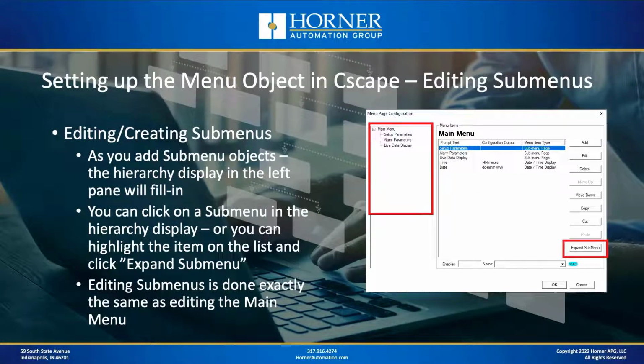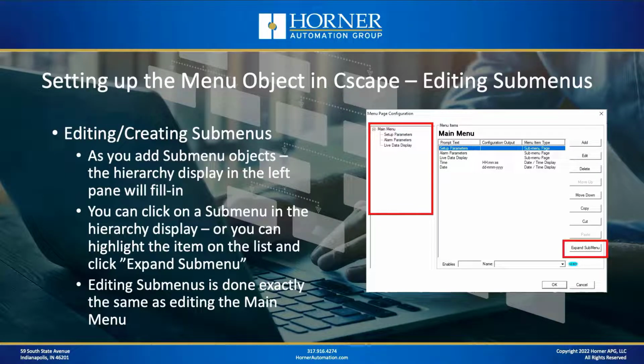Okay, so now that we have created our main menu, and as part of that main menu creation, it's very possible that we have submenu items that are on our main menu. So how do we configure those submenus? Well, once you add items to your main menu that are submenus, you'll see that on the left side of the dialog, what we call the hierarchy pane, you'll see those submenus show up in a tree structure where they can later be selected and edited.